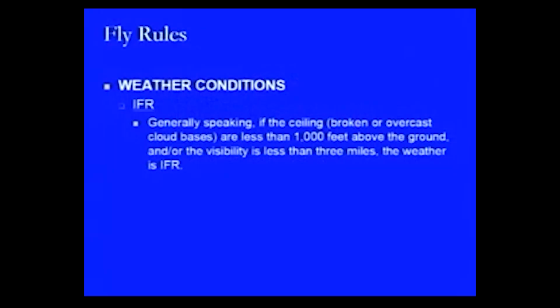Then in the case of IFR, for the weather condition, generally speaking, if the ceiling or the broken or overcast cloud base is less than 1000 feet above the ground and the visibility is less than 3 miles, the weather is IFR. So if the visibility becomes less than 3 miles, it is to be controlled by IFR conditions. If it is more than 3 miles, it can be controlled in terms of VFR conditions.